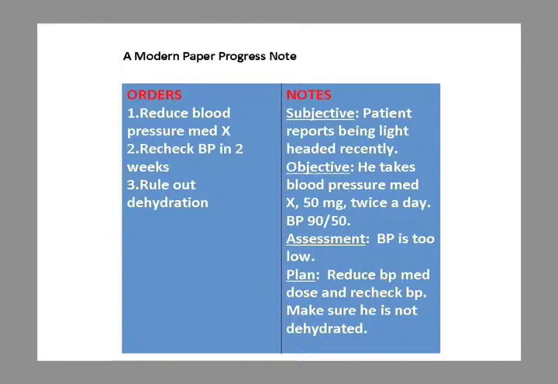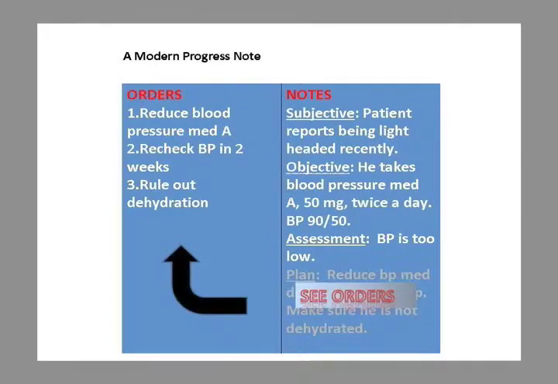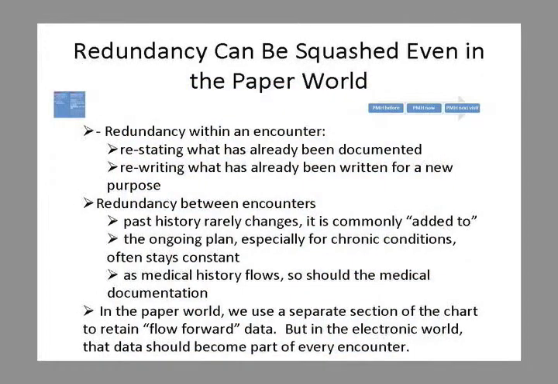There's already some major redundancy here, and if I want to increase my efficiency, I can save myself a couple sentences by writing "see orders." Everybody understands this, right? A lot of doctors still don't do this, even in the paper world. So you can get rid of redundancy in the paper world by avoiding restatement of what's already been documented or rewriting something that's been written for a new purpose.